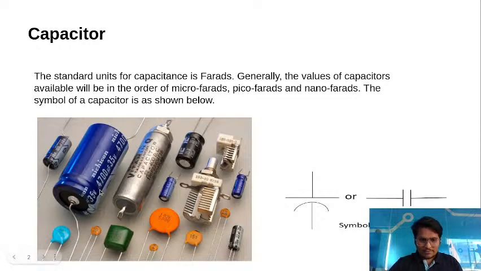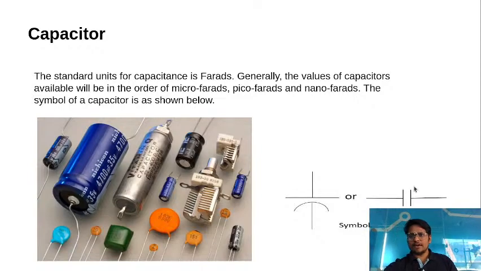So this capacitor's capacitance is 4700 microfarad and the rated voltage is 35 volt, which is also known as the breakdown voltage of a capacitor. Here the symbol of a capacitor is given. So you can see this is the symbol of a capacitor.